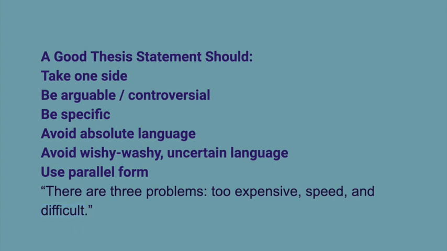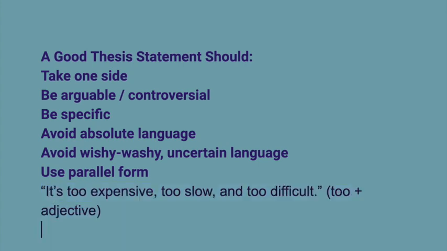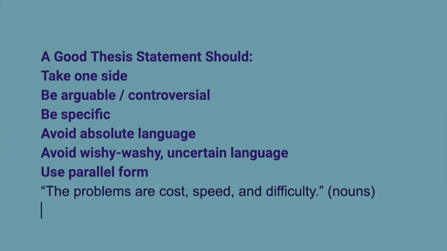That is a difficult sentence to read. The language is just ugly because the language doesn't go together. It doesn't feel balanced. So we need to fix this. One way to do it is it's too expensive, too slow, and too difficult. Let's use too and adjective for all 3 of them. Or we could change them all to nouns and say the problems are cost, speed, and difficulty. We could also make them all adjectives.